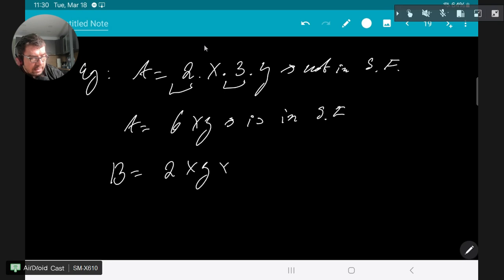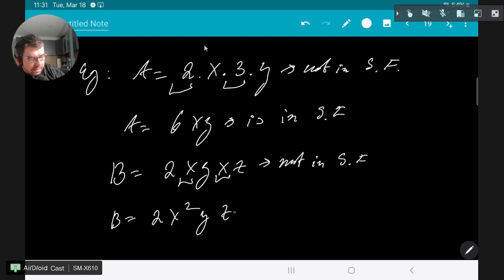Okay. What about this one? 2xyxz. Why is this not in standard form? Well, because I have two x letters. I don't want to have x times x. I want only one letter for each variable, so I don't want to have any repeating letters. So I just multiply x times x, and I get 2x squared yz in standard form. So basically the standard form is the most simplified version of the expression.